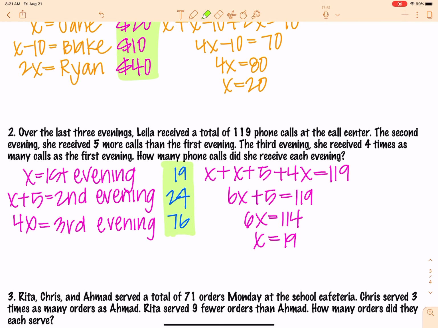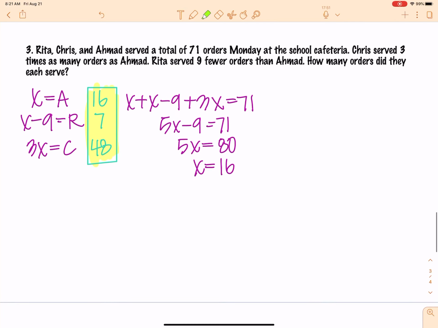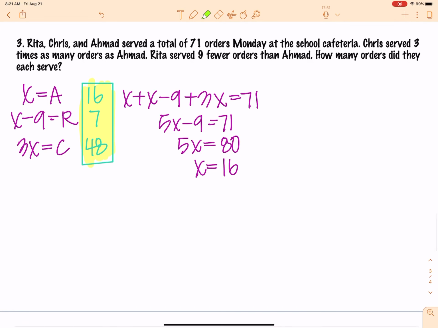So pause here, try number 3 all by yourself, and then return back for the answer. All right, number 3, you should get 16 for Ahmad, 7 for Rita, and 48 for Chris. So again, you're done with section 1.3, so we should now have 1.1, 1.2, and 1.3 topics completely done at the end of today.